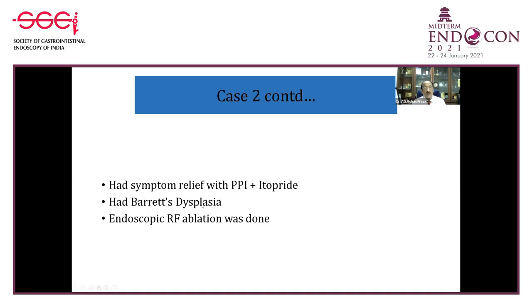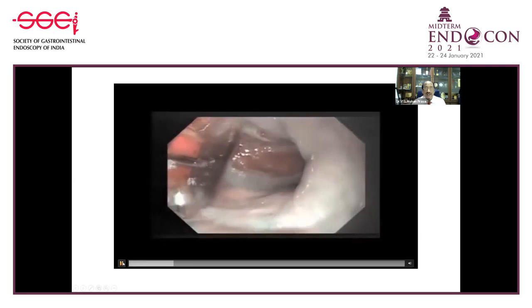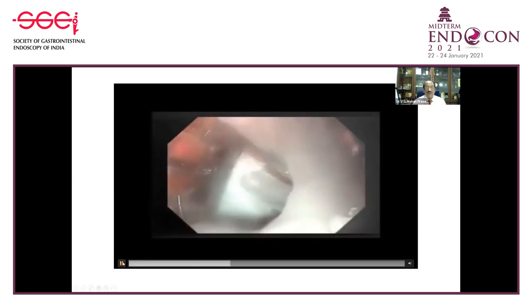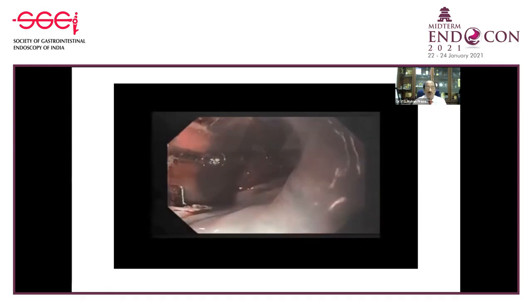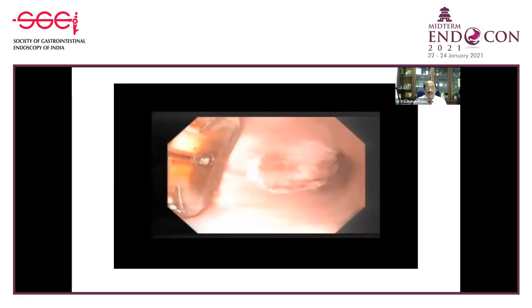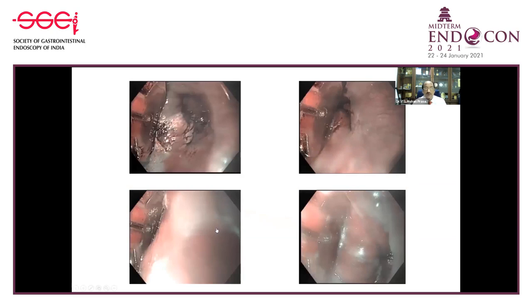The patient had symptom relief with the PPI and itopride combination. However, it was not perfect. And then we needed to ablate the dysplasia. So we took him up for radiofrequency ablation. This is the Halo 90, so very simple. You just press the pedal and scratch over the mucosa of the esophagus. It just gets whitened out and the tissues are completely ablated. That's the beauty of this technique. It's a very safe technique, the Halo 90.